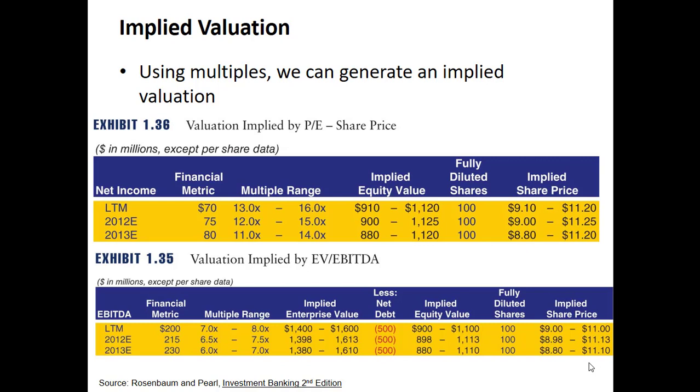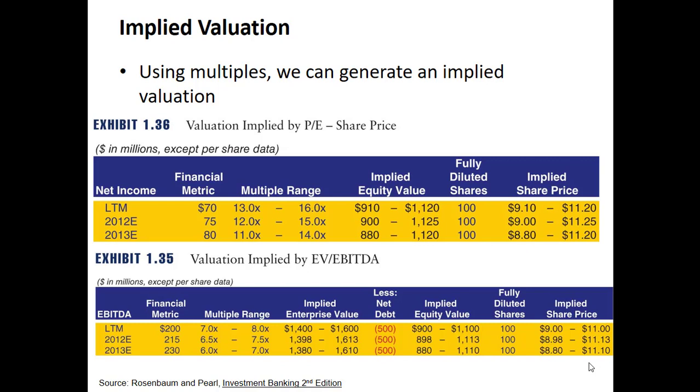Once you have a range of multiples for a company, you can use that information to generate its implied equity value. Looking at the P/E multiples, for the last 12 months, we see a range of 13 to 16 times. The earnings or net income, in this case, was $70 million. This would give us an implied equity value of $910 million to $1.1 billion. Based on 100 million fully diluted shares outstanding, the implied share price would be $9.10 to $11.20.